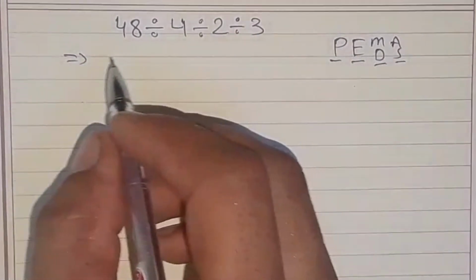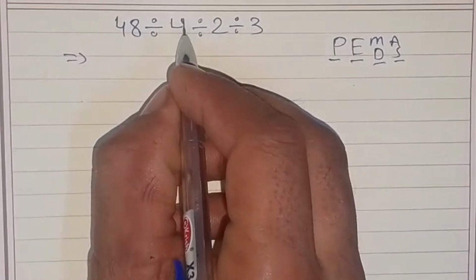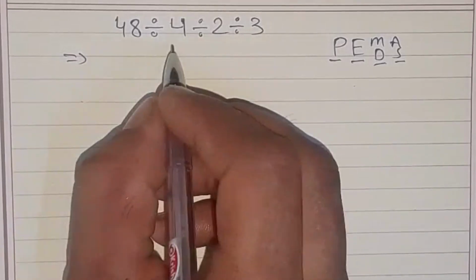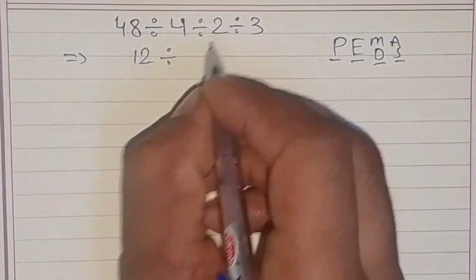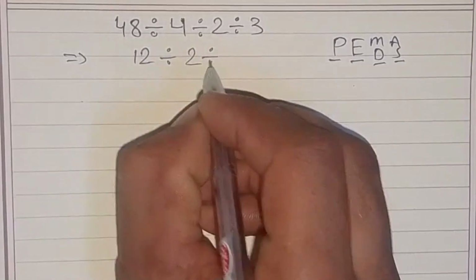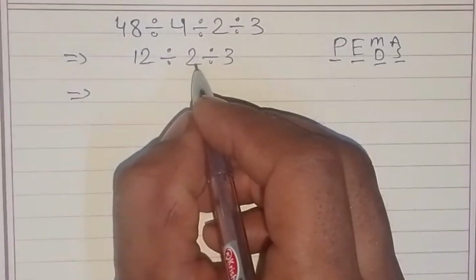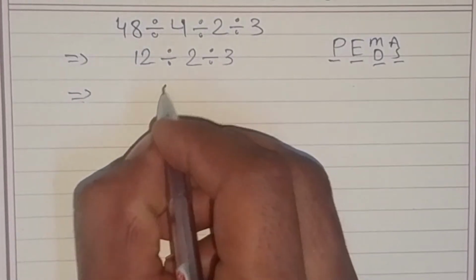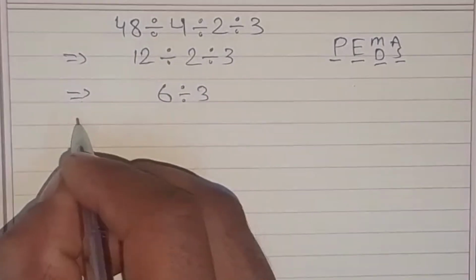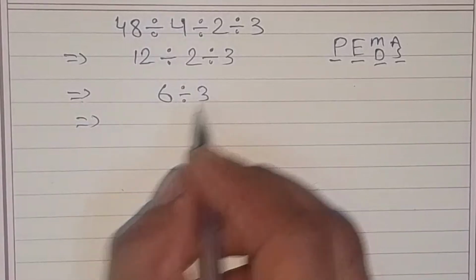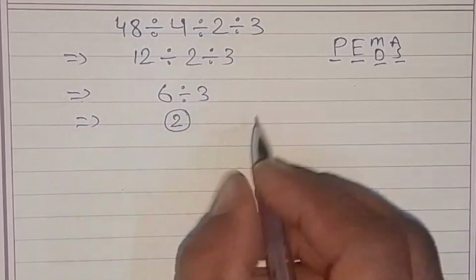Now we have more than one division, so first of all we solve 48 divided by 4. 48 divided by 4 gives us 12 divided by 2 divided by 3. Now we solve 12 divided by 2. 12 divided by 2 gives us 6 divided by 3. Now 6 divided by 3 gives us 2. The final answer is 2.